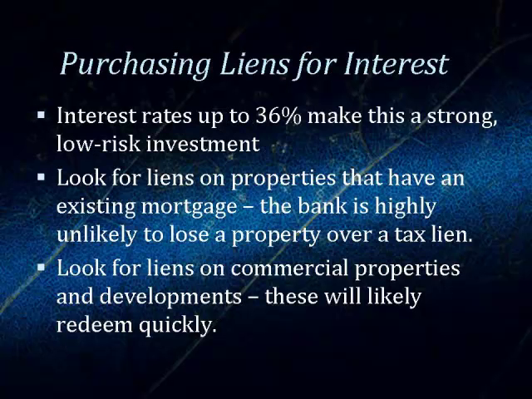But when you're purchasing the tax liens for interest, and you're making up to 36%, you have to understand that it's the strongest, most low-risk investment on earth. It's just absolutely fantastic. And if you can also look for liens that have an existing mortgage, understand that the bank is highly unlikely to lose the property over a tax lien. That's if the bank has been escrowing that tax. But at the same time, there are scenarios where there is a mortgage and the bank hasn't been escrowing the tax, and in that situation, it's more likely that you can get the property.